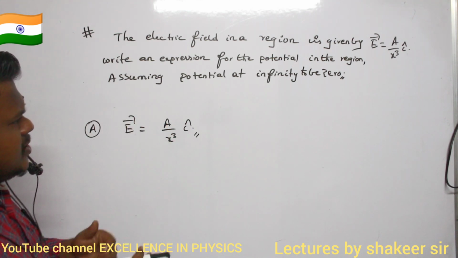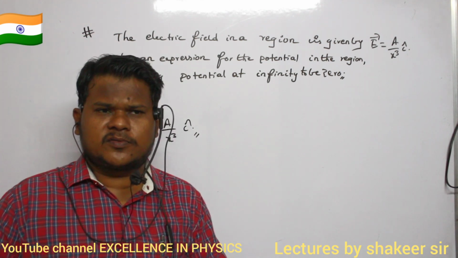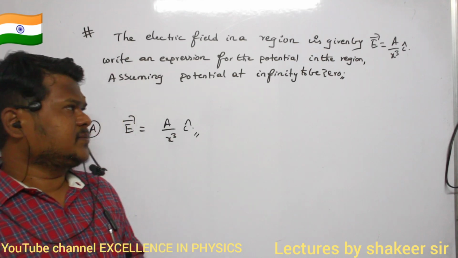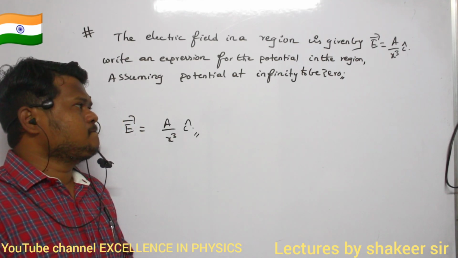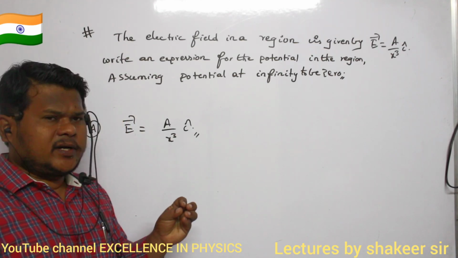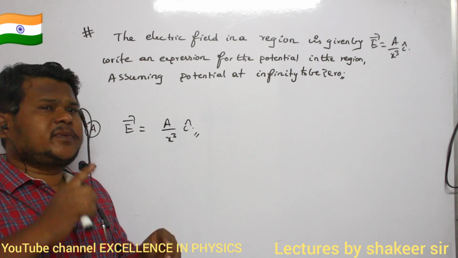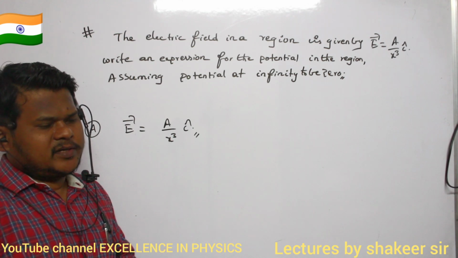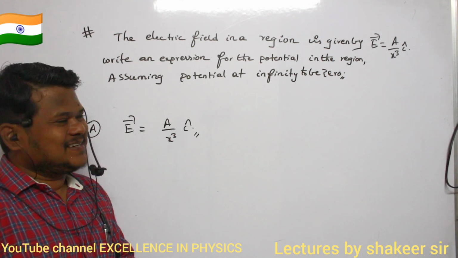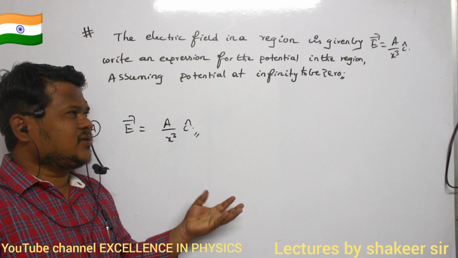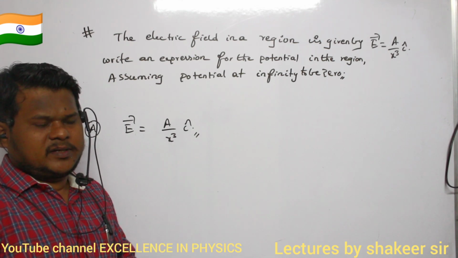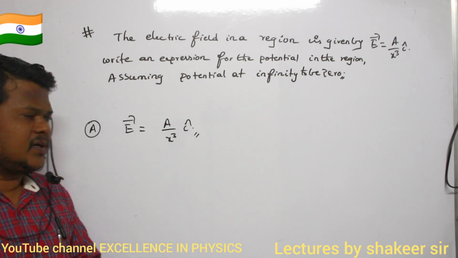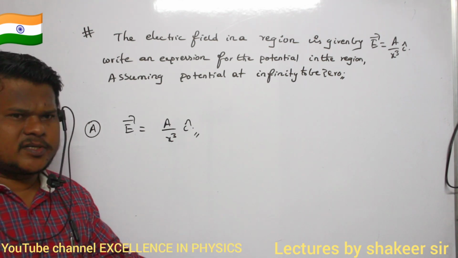So what is meant by assuming potential at infinity to be 0? What is the meaning of this? I want to calculate the potential at a region by assuming the potential to be 0 at infinity. It means we are supposed to calculate the absolute potential of that point. That is the definition of absolute potential, no?